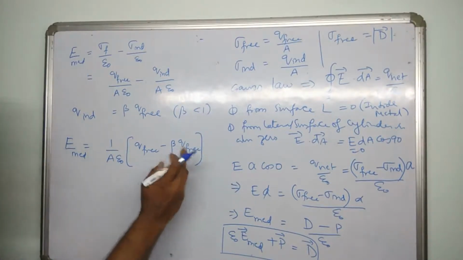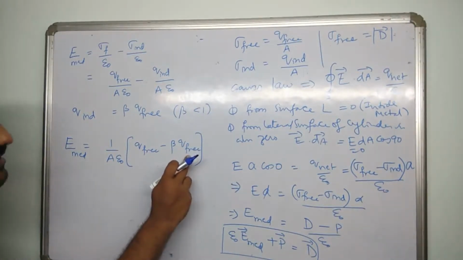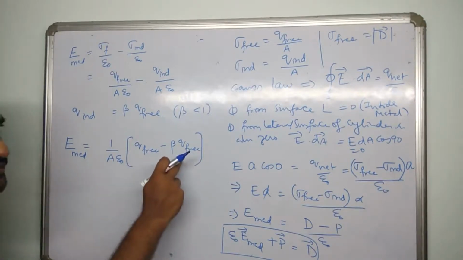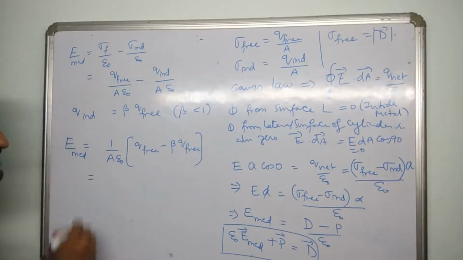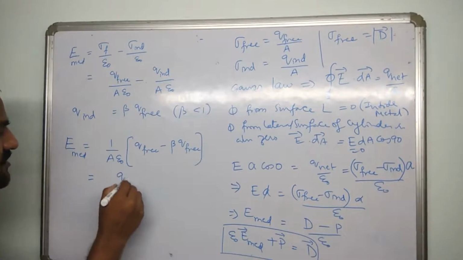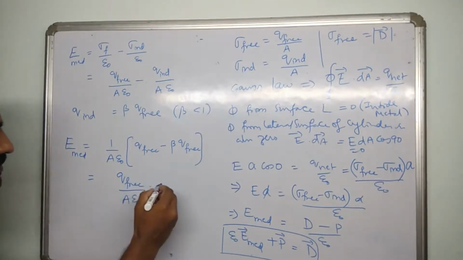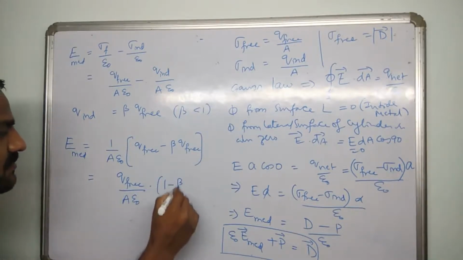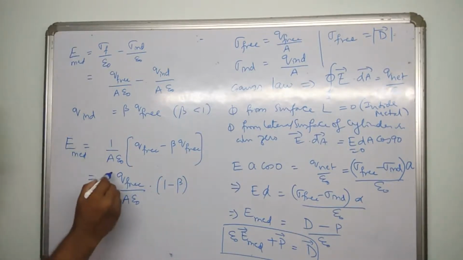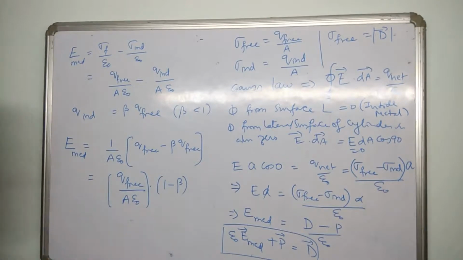Maybe 10% of charge, let us say. In that case, it is 0.1 Q free. So 1 minus 0.1 is 0.9, right? As an example. So what I can do is write Q free divided by A epsilon naught into 1 minus beta. You recall this Q free by A epsilon naught is what we called E vacuum, the expression in the absence of the dielectric, or in other words, sigma free by epsilon naught, right?